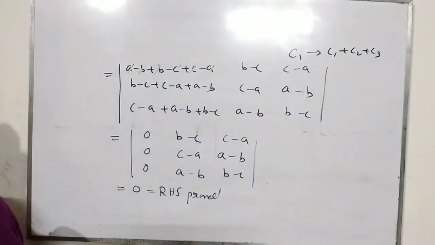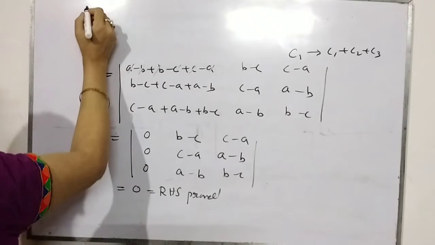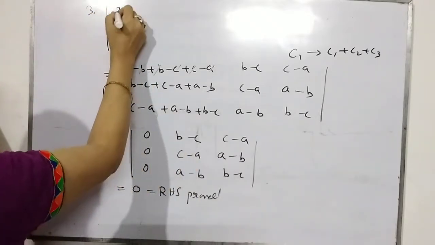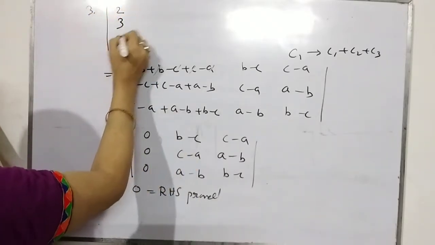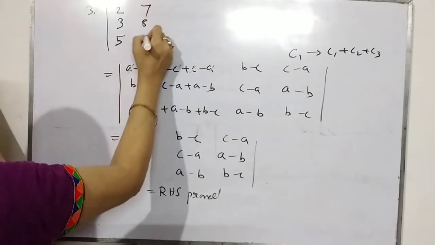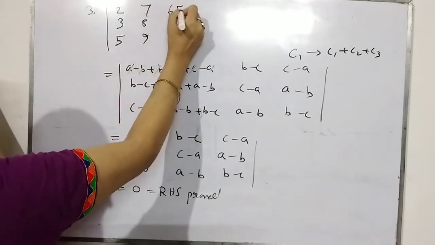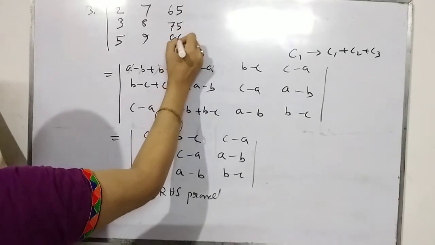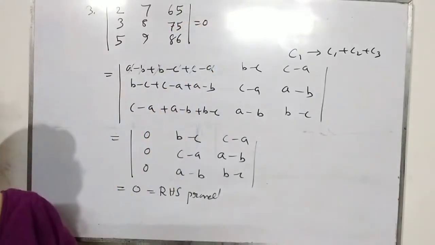Your third question is: you have the first column 2, 3, 5, then 7, 8, 9, and 65, 75, 86. This is equal to 0.